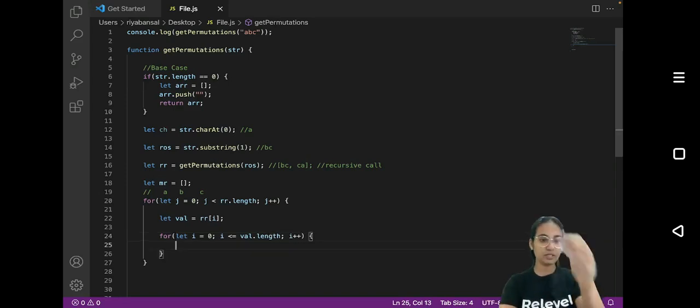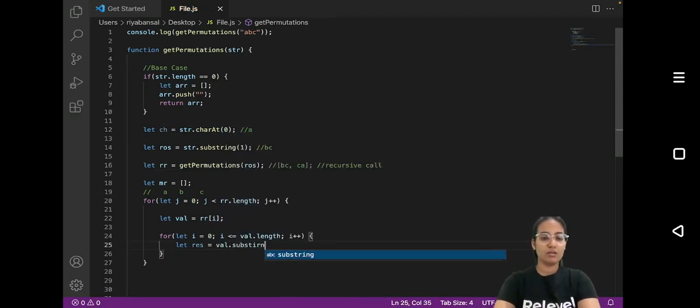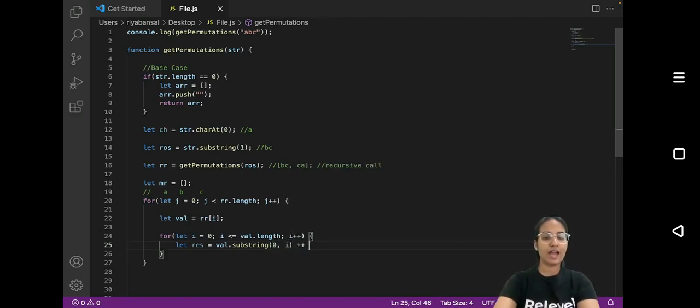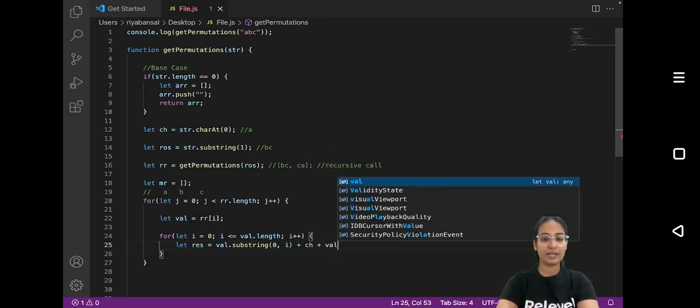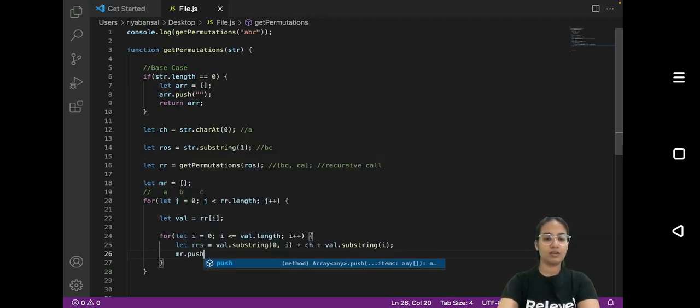Clear? Now we go to this and we add the value at every position. So this is the character that needs to be added. This is the result we have. And this is the character that needs to be added. So what we do over here is we do val dot substring. Okay, so we take the substring from 0 to I. Then we add the character in between, and then we take the rest of the substring. I'll explain this. How is it forming every position's characters, and then we are just pushing that newly formed string to the result.